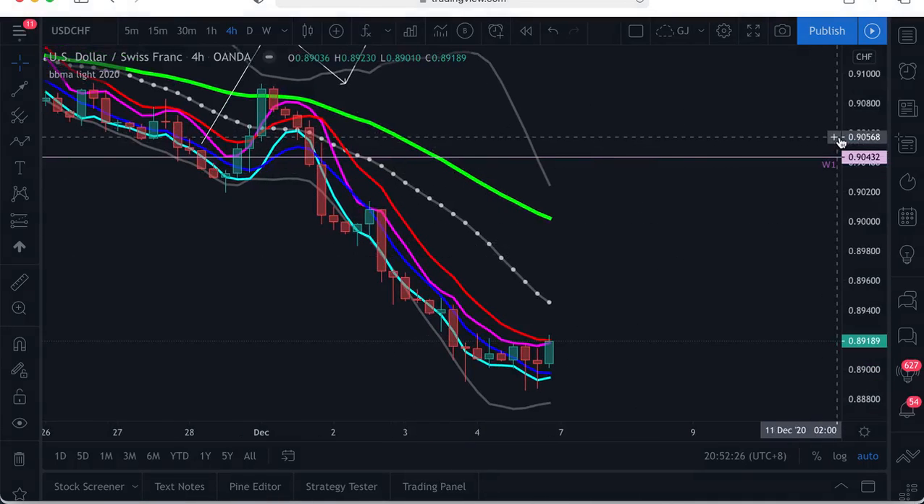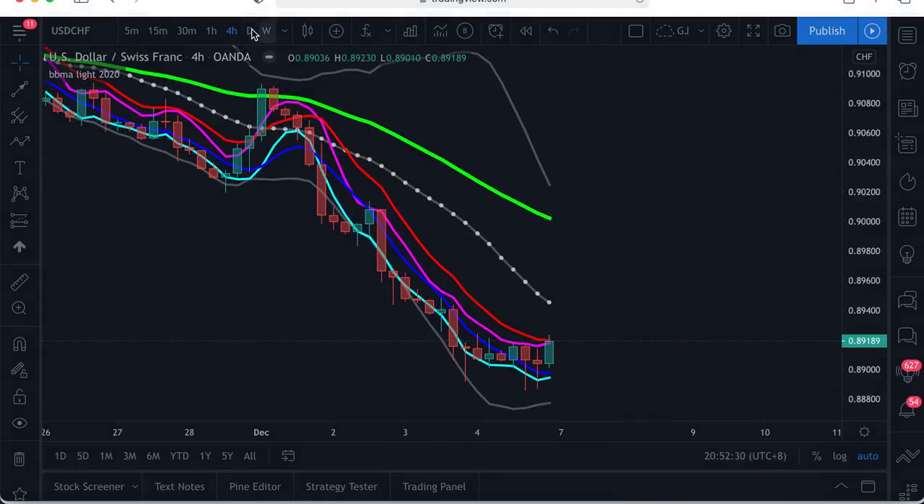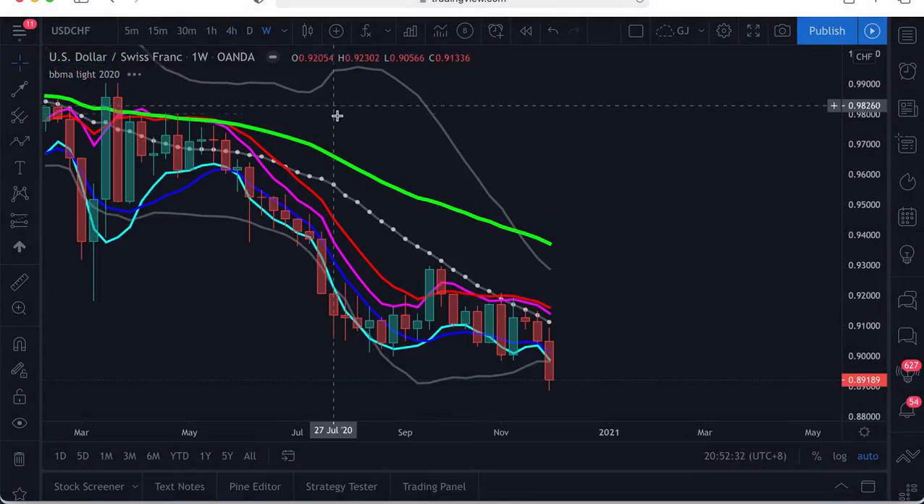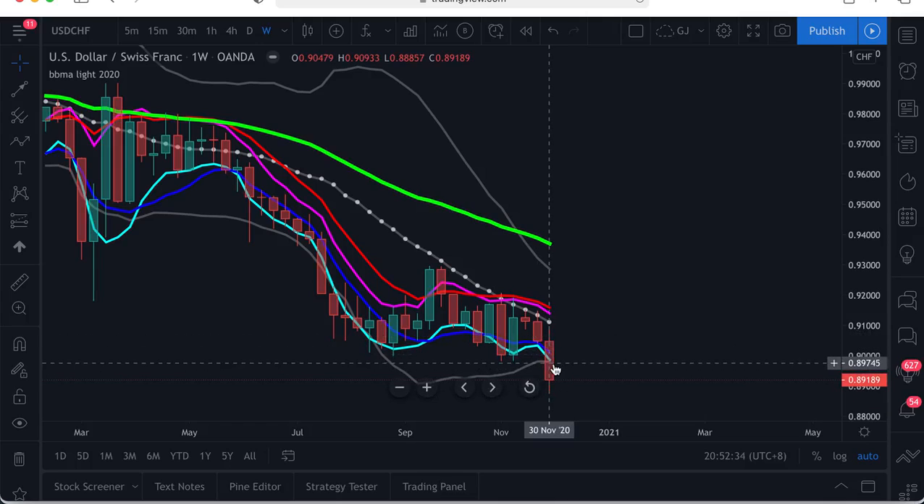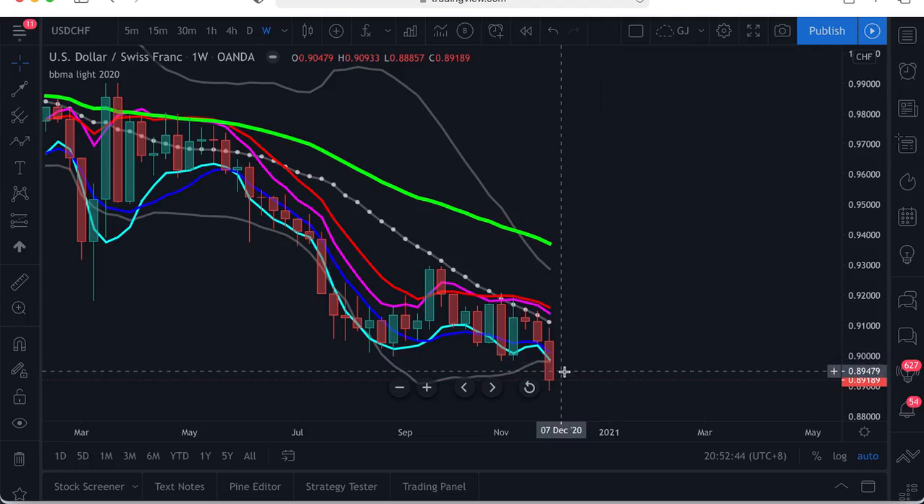For USDCHF, let me just remove the drawing. USDCHF on weekly time frame, also the same as USDCAD. The price has been very bearish. It closed below the low BB, and then regardless, we still want to look for buy, but we wait for confirmation.